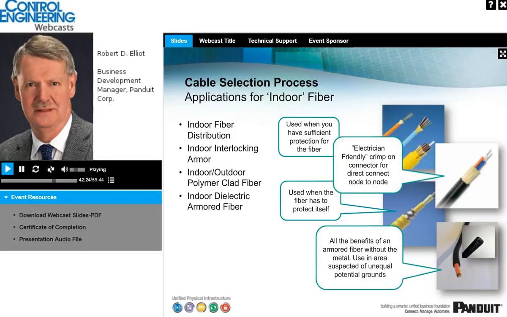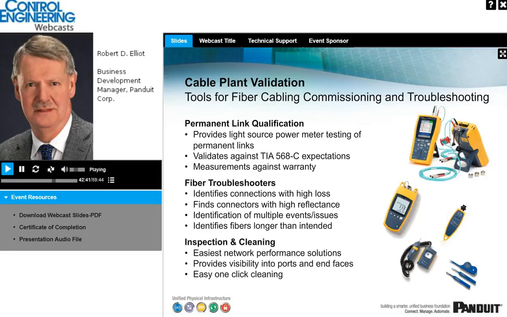So some of the other fiber types that we see here are the so-called indoor fiber that might be used in the enterprise or going from the enterprise to the micro data center, and then the use of armored clad fiber as you get more onto the shop floor, and dielectric armored fiber and polymer clad fiber.